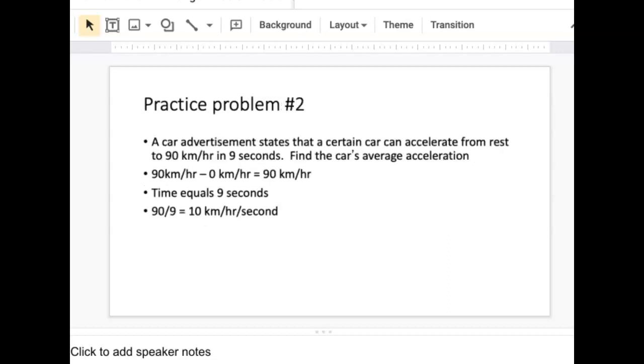Problem 2, we have a car that's advertised that it can accelerate from rest, which means 0, to 90 kilometers per hour in 9 seconds. How quickly is it accelerating? So your final velocity is 90, minus 0, still 90, and then it's 9 seconds, so 90 divided by 9 is 10 kilometers per hour per second. This is where we have 2 different units of time, so we have to represent each unit of time separately.